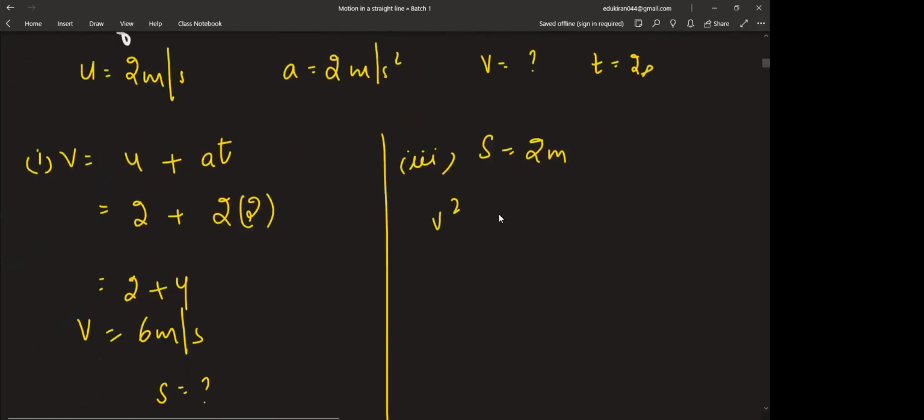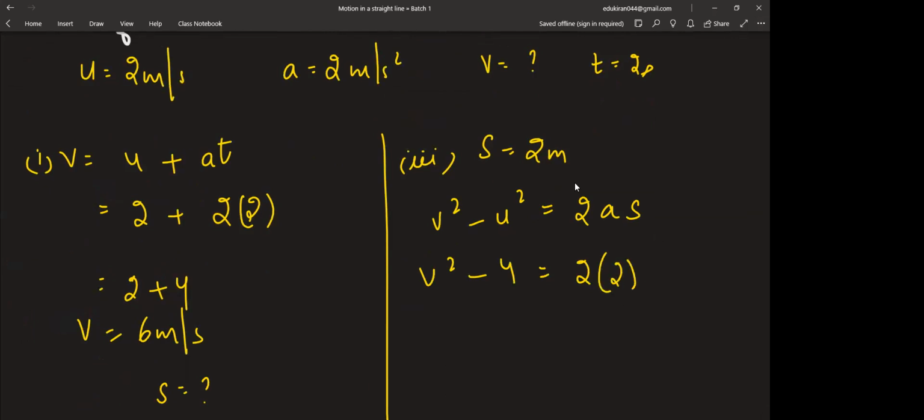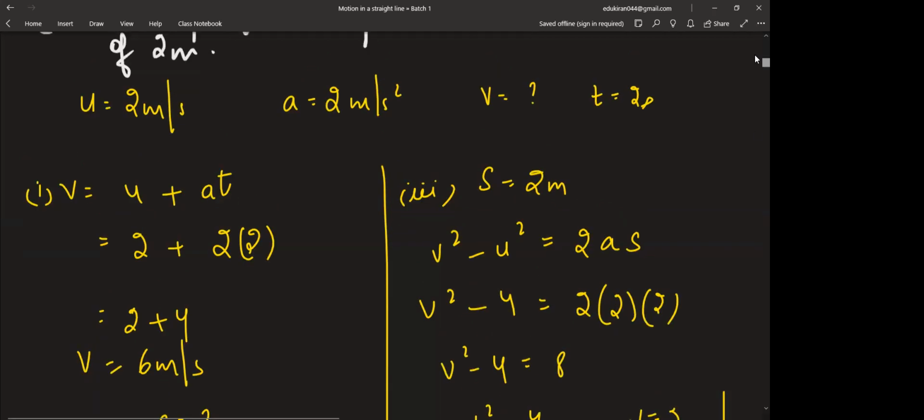So V square minus U square is equal to 2AS. V square we have to calculate in this question. Minus U square, this is 4. 2 into acceleration is 2 into distance is given as 2. So V square minus 4 is equal to 8. V square is equal to 8 plus 4, which is 12... so V square is 4 after correcting, V is equal to 2 meter per second. Write down, class.